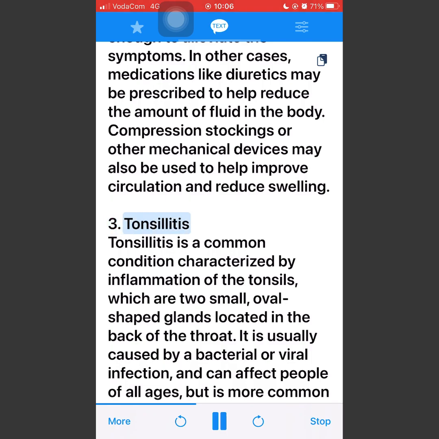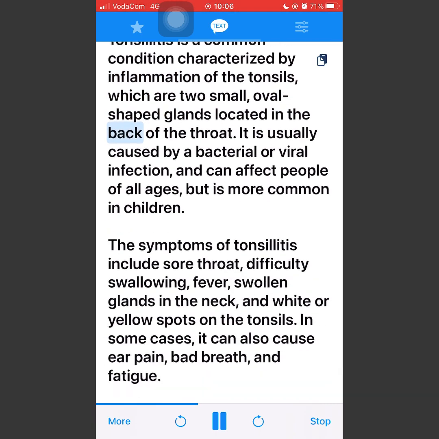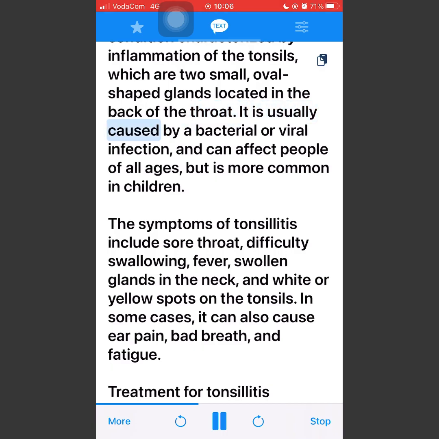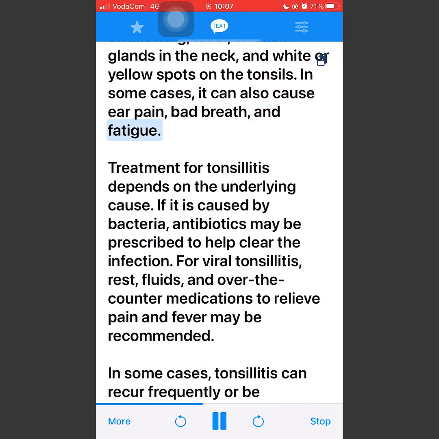3. Tonsillitis. Tonsillitis is a common condition characterized by inflammation of the tonsils, which are two small, oval-shaped glands located in the back of the throat. It is usually caused by a bacterial or viral infection, and can affect people of all ages, but is more common in children. The symptoms of tonsillitis include sore throat, difficulty swallowing, fever, swollen glands in the neck, and white or yellow spots on the tonsils. In some cases, it can also cause ear pain, bad breath, and fatigue.